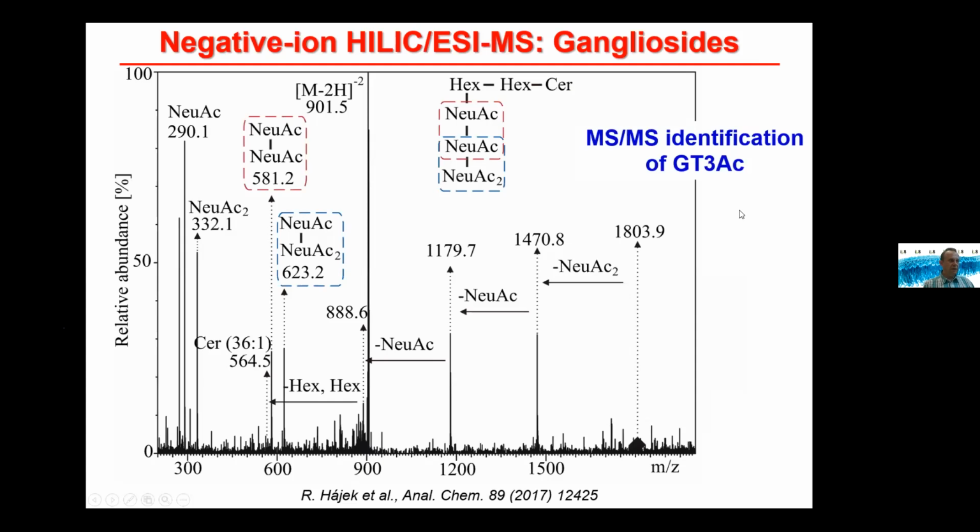Here is just one example of MS-MS identification of acylated GT3. You see that step by step, you observe all the important fragment ions. If you are interested in more details, definitely you can go into the paper and check it.